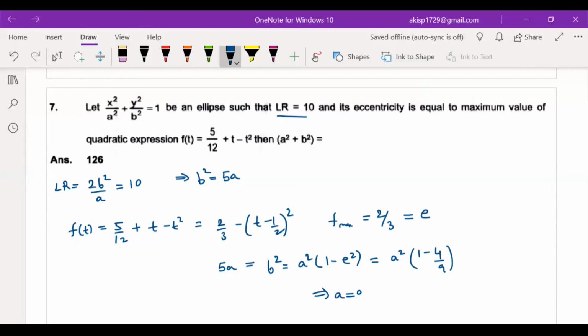Therefore a square is 81. But once we have a square, we have b. b square is 5 into that expression 9, that is 45. So b square is 45. So we have a square and we have b square. So a square plus b square is 81 plus 45, which turns out to be 126.